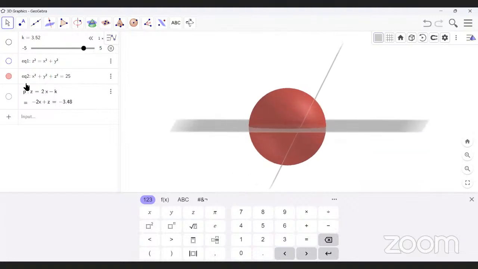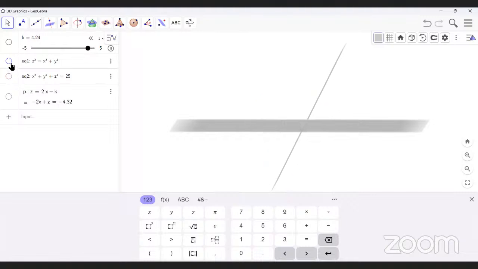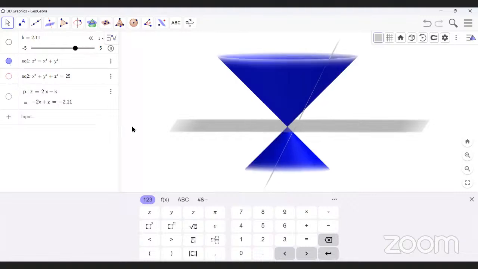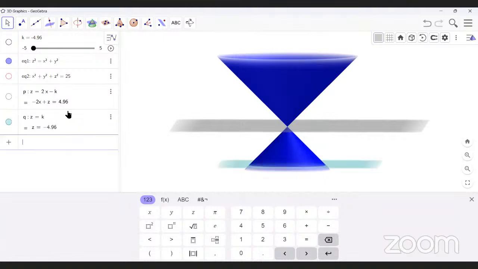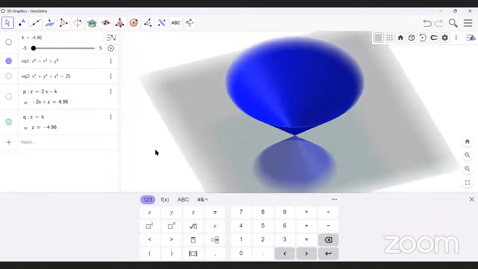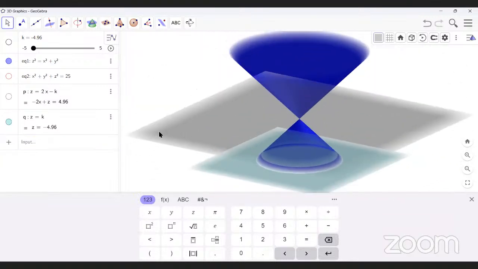Now, instead of the sphere, I'll take a cone. What I'll first do is intersect this cone with a horizontal plane. What do we get when we cut with a horizontal plane?